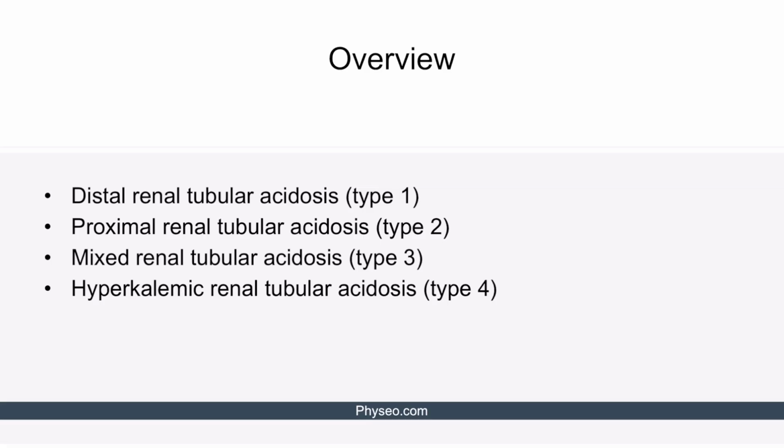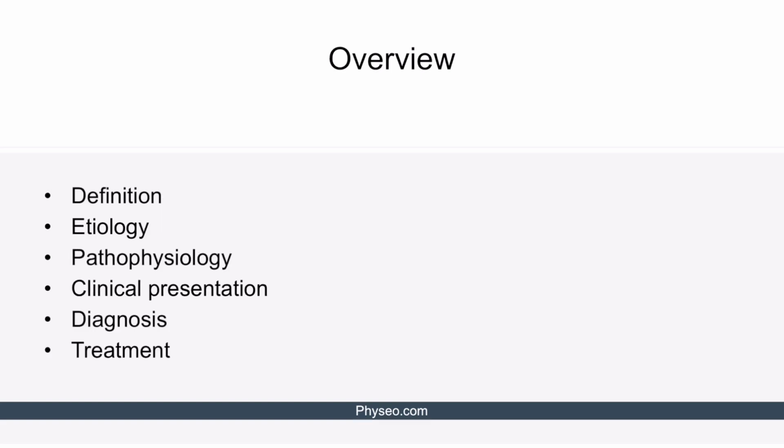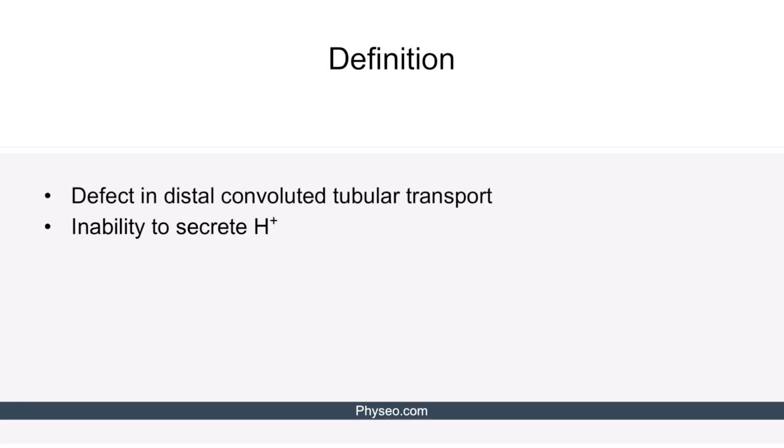All right, so here's our overview slide, and as you can see, we'll be discussing the 4 types of RTAs. Let's begin with distal or type 1 RTA. For each of these topics, we'll be discussing the definition, etiology, pathophysiology, clinical presentation, diagnosis, and treatment. So let's start with the definition of type 1 RTA.